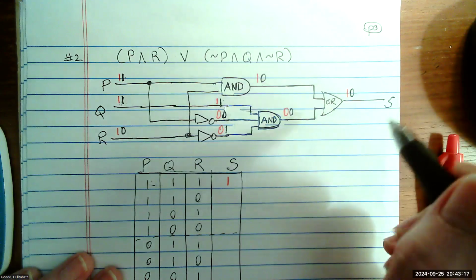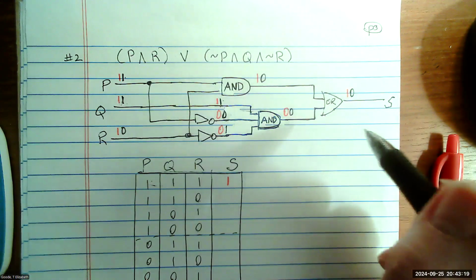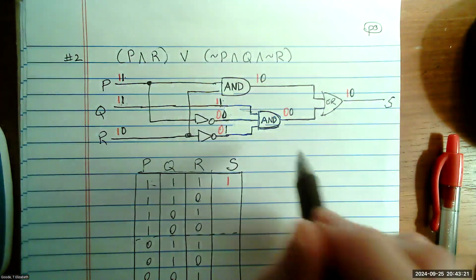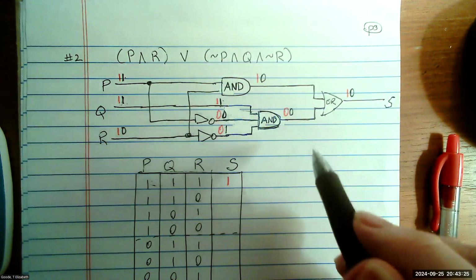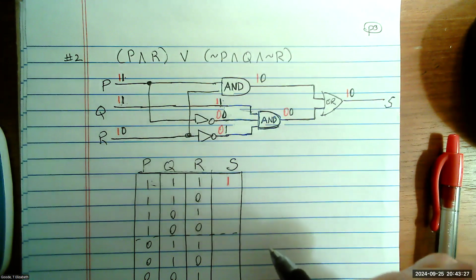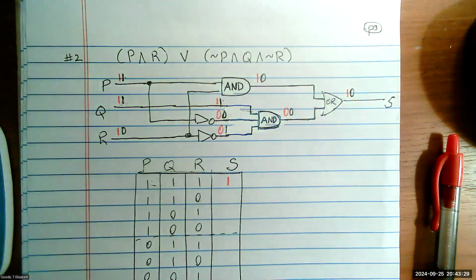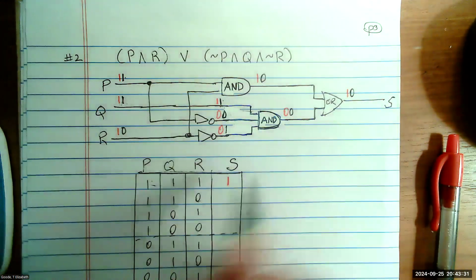That's the only time you get a 0 coming out of an OR gate: if you're feeding in a couple of 0s or a bunch of 0s. Okay, cool. Let's do the next one. Let's do the next one in green.